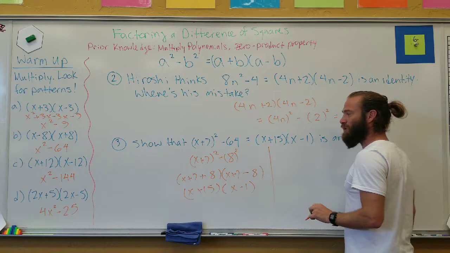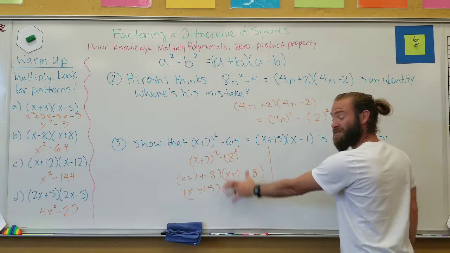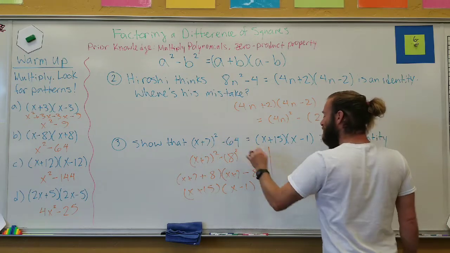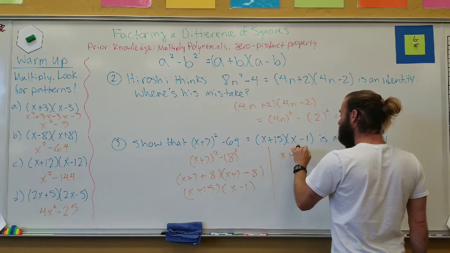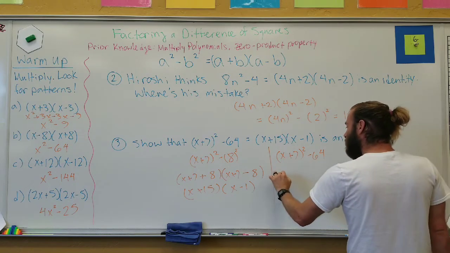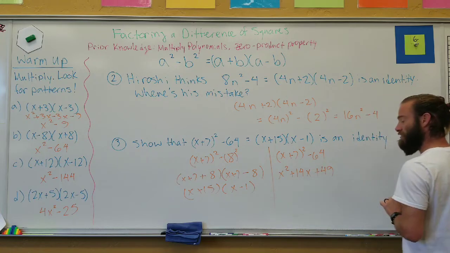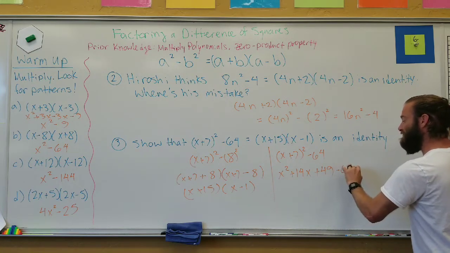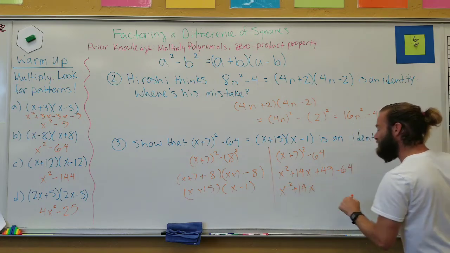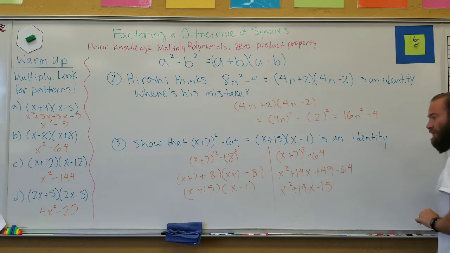And what it would require is that we simplify this left side and put it in normal form. You'll notice this didn't do normal form at all. So if we actually expand and simplify this, x plus 7 squared minus 64, x plus 7 squared is x squared plus 14x plus 49. And then we have minus 64. And that leaves me with x squared plus 14x, and 49 minus 64 is minus 15, I think.